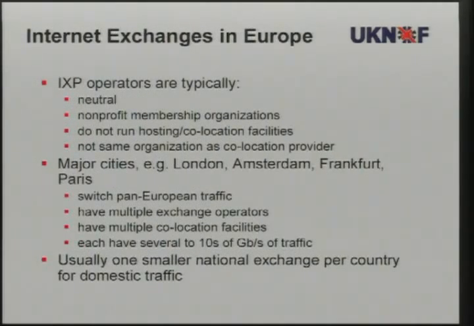Bigger picture, what are internet exchanges like in Europe? Typically, the ones that have been successful have kept the neutrality model. They've set up a non-profit membership organization. They're not in the hosting or colo business. And usually, they buy space from people who run the building, so they just run the switches.